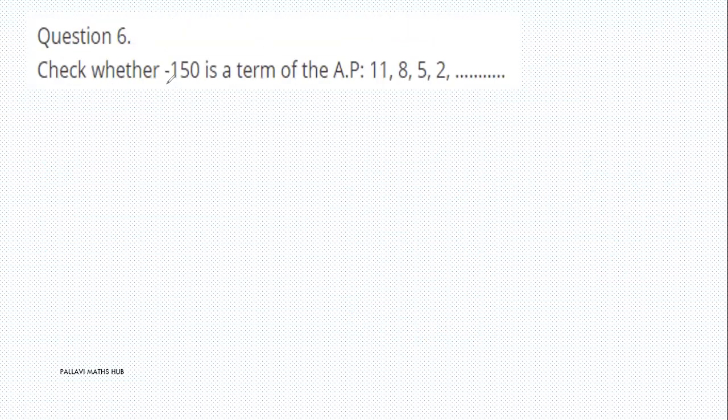Check whether minus 150 is a term of the AP 11, 8, 5, 2, continuing up to infinity. Write down the AP in standard form, 11, 8, 5, 2, continuing up to minus 150. You need to check whether minus 150 is a term, so you need to find the value of N. N is equal to question mark.